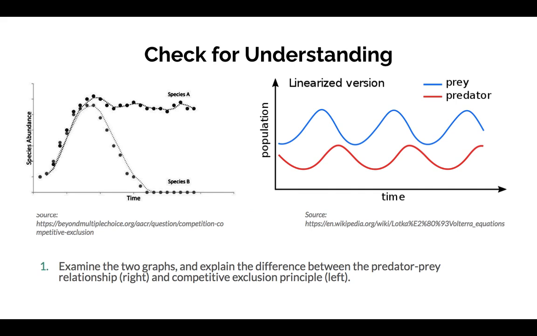All right, so the biggest difference here is that for the competitive exclusion principle, you're going to see one species eventually win out and this other species will die. This one is the dead one, this one won.